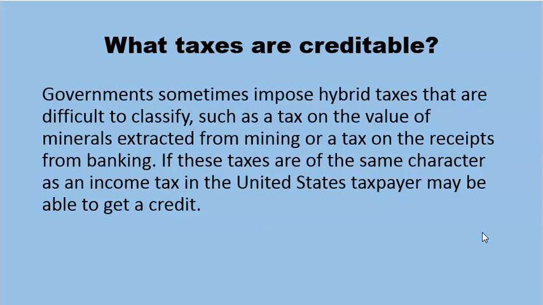Governments sometimes impose hybrid taxes that are difficult to classify, such as a tax on the value of minerals extracted from mining or a tax on the receipts from banking. If these taxes are of the same character as an income tax in the United States, the taxpayer may be able to get a credit.